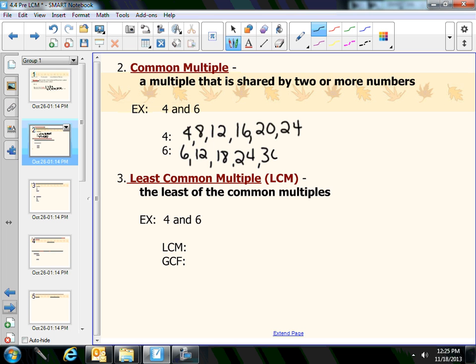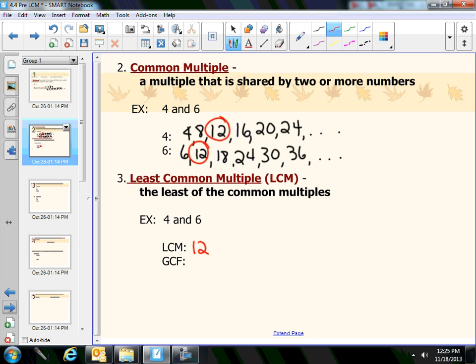Again, each number's multiples will continue to go on and on. But as I compare these two numbers, I can see that their least common multiple is 12. So in number 3, the least common multiple, which is the least of the common multiples for 4 and 6, is 12.